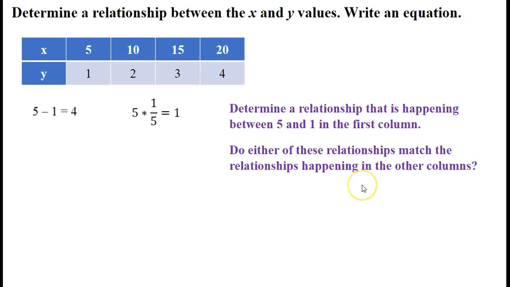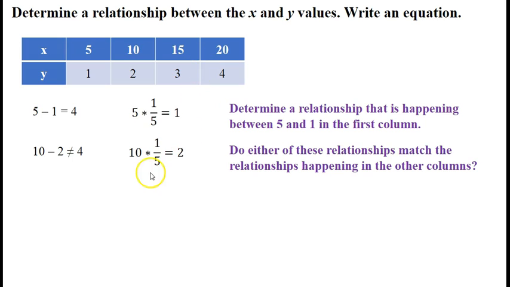So now, do either of these relationships that we just found match the relationships happening in any of these other columns? Well, let's look at our first relationship, that 5 minus 1. So this one would have to be 10 minus 2, and we would need that to equal 4. But we know that does not equal 4. So let's look at the times 1/5. 10 times 1/5 equals 2. We know that that is true because 1/5 of 10 is 2.